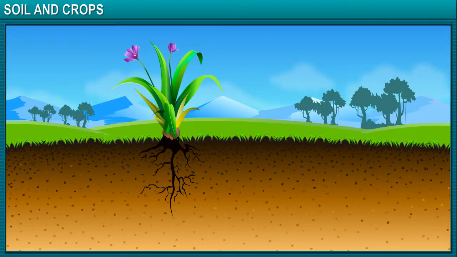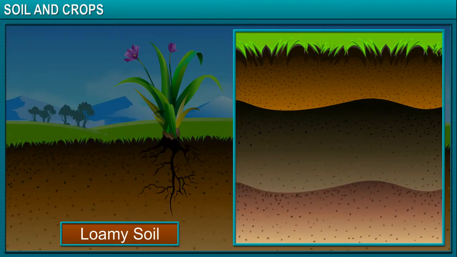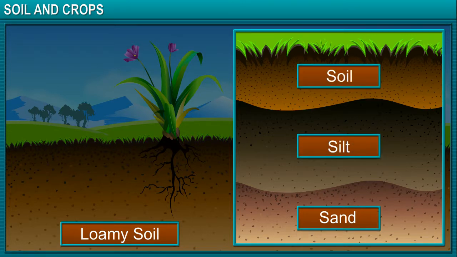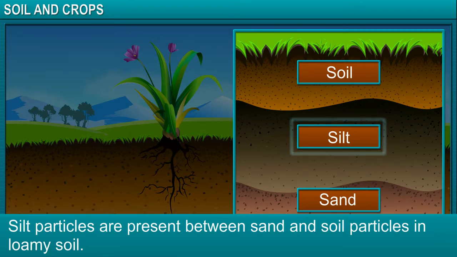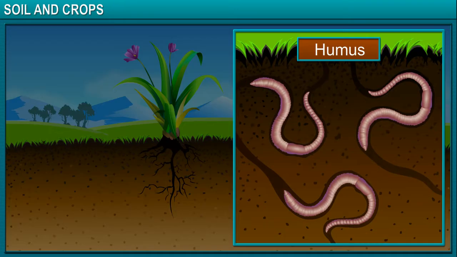Yet another type of soil is loamy soil, which is a mixture of sand, soil, and silt. Silt particles are present between sand and soil particles. It also contains humus and is, therefore, considered the best for the growth of plants.